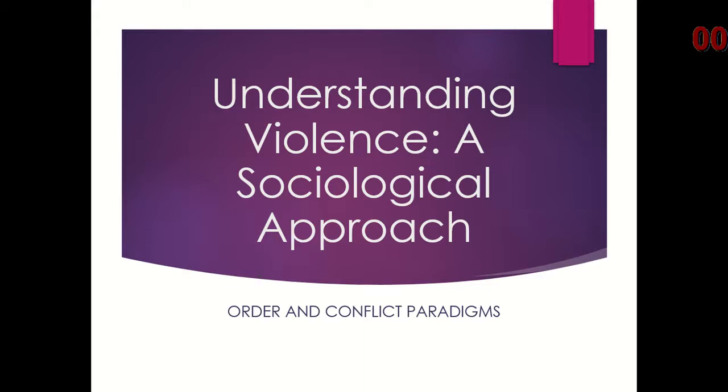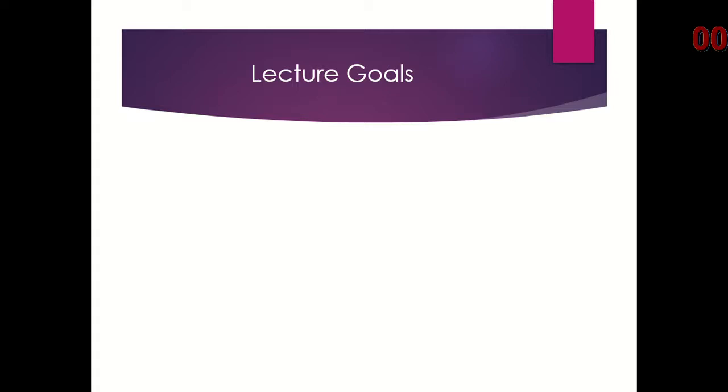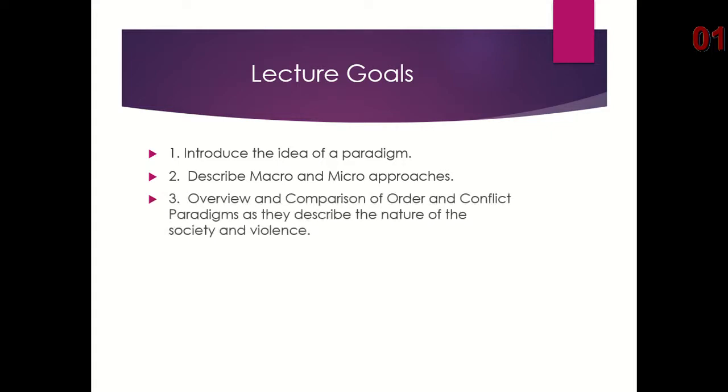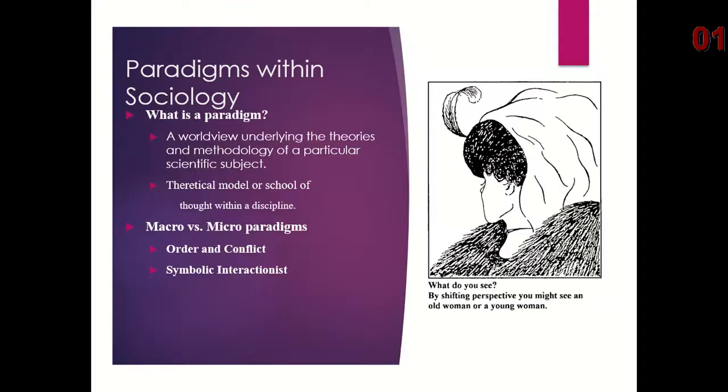So, this section is over order and conflict theory. For those of you familiar with sociology, this should be a cakewalk. For those of you who are not, I'm going to try to make it as simple as possible. But it's theory, so theory is always one of those things. The idea is that we're going to introduce the ideas of the theories, describe macro and micro approaches, and then just an overview and comparison of order and conflict as they relate to society and violence.